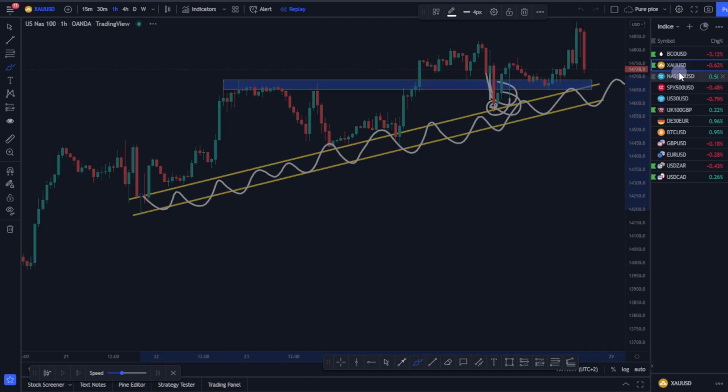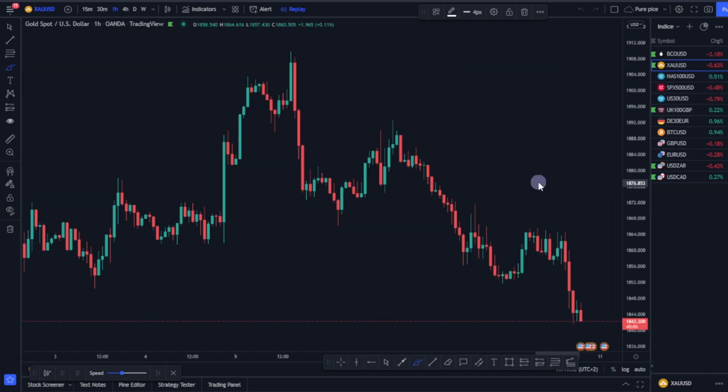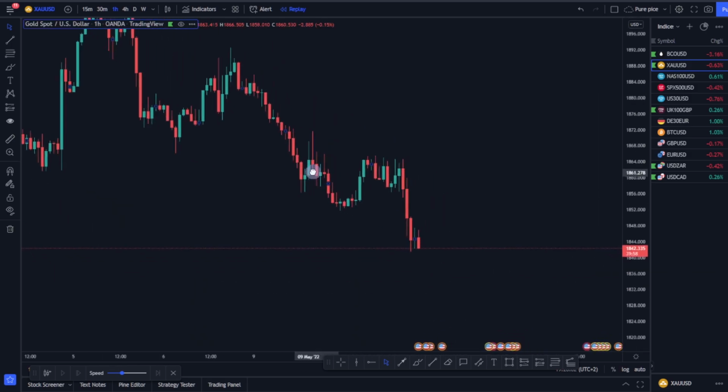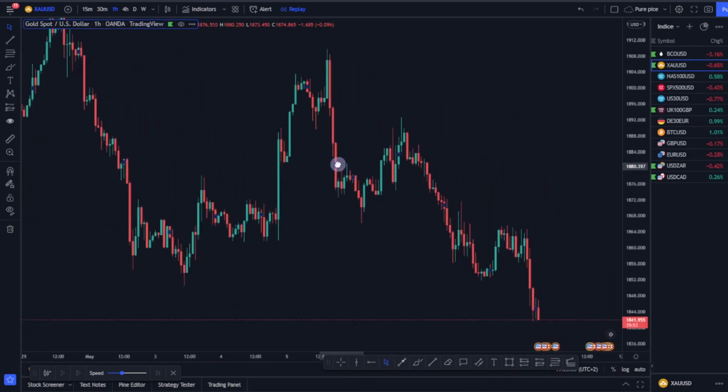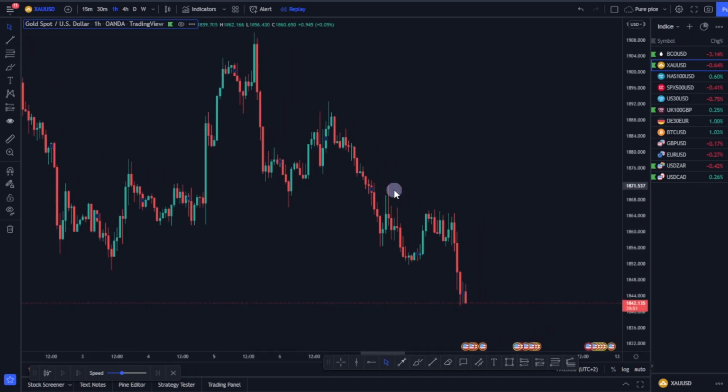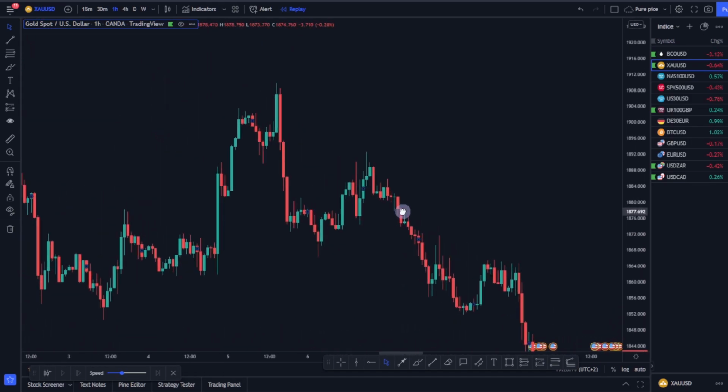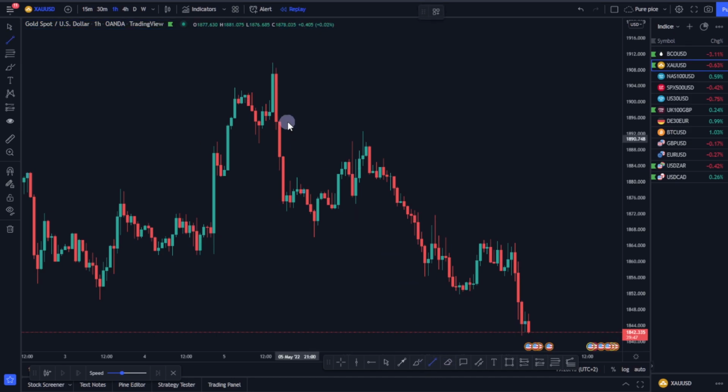So I have another example that I want to share with you, another illustration. So we can see here, let me just erase my drawing. I don't know why I wanted to drag the price. We can see here we have a very interesting move here. It's gold, we have a very interesting move. So as we can see, let me just put my trend line. Now the market is moving down.